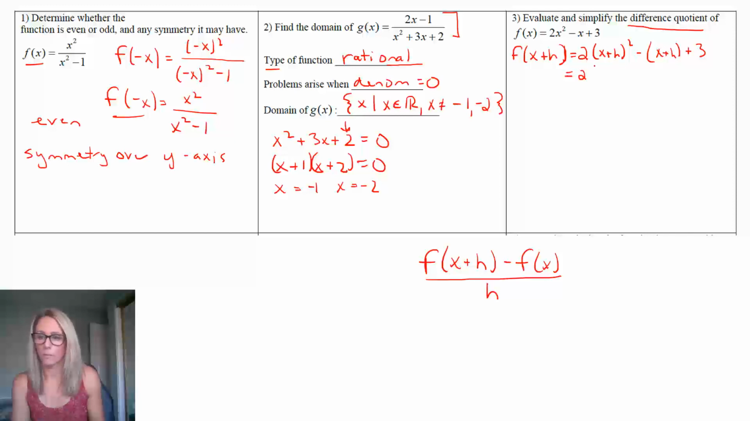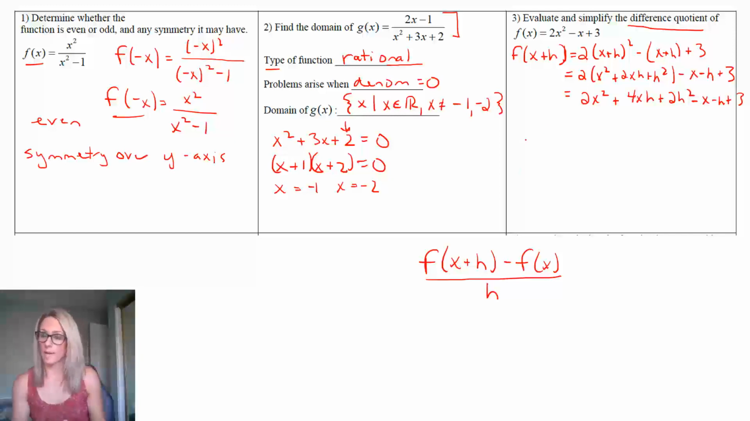So I have 2 times x plus h, plus x plus h times x plus h, which is x squared plus 2xh plus h squared, minus x minus h plus 3. So that gives us 2x squared plus 4xh plus 2h squared minus x minus h plus 3.